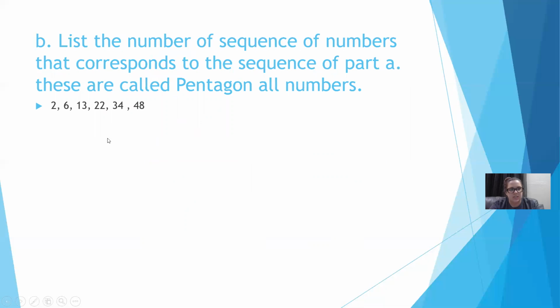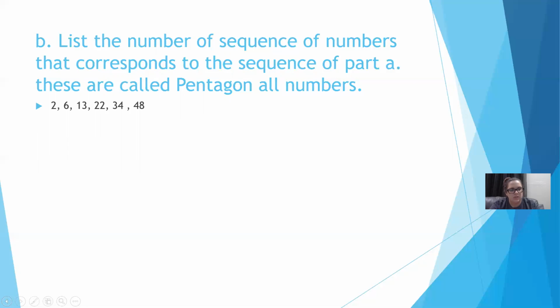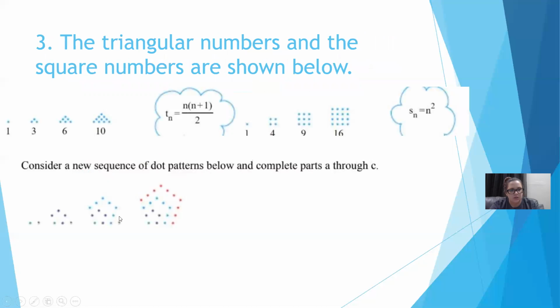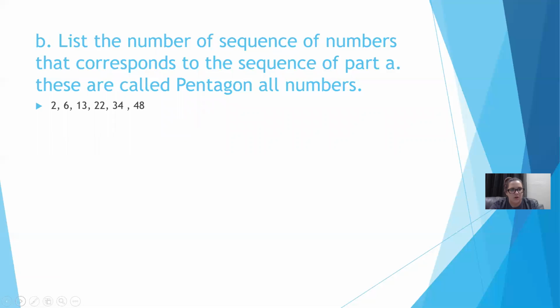And on the B section, it said to list the number sequence of patterns that correspond to the sequence of patterns in A. These are called pentagonal numbers. So to get these numbers, we counted: here was 2, and then there was 6, and the next two were 13 and 22, and the ones I drew right here had 34 and 48. So that's how we got those.